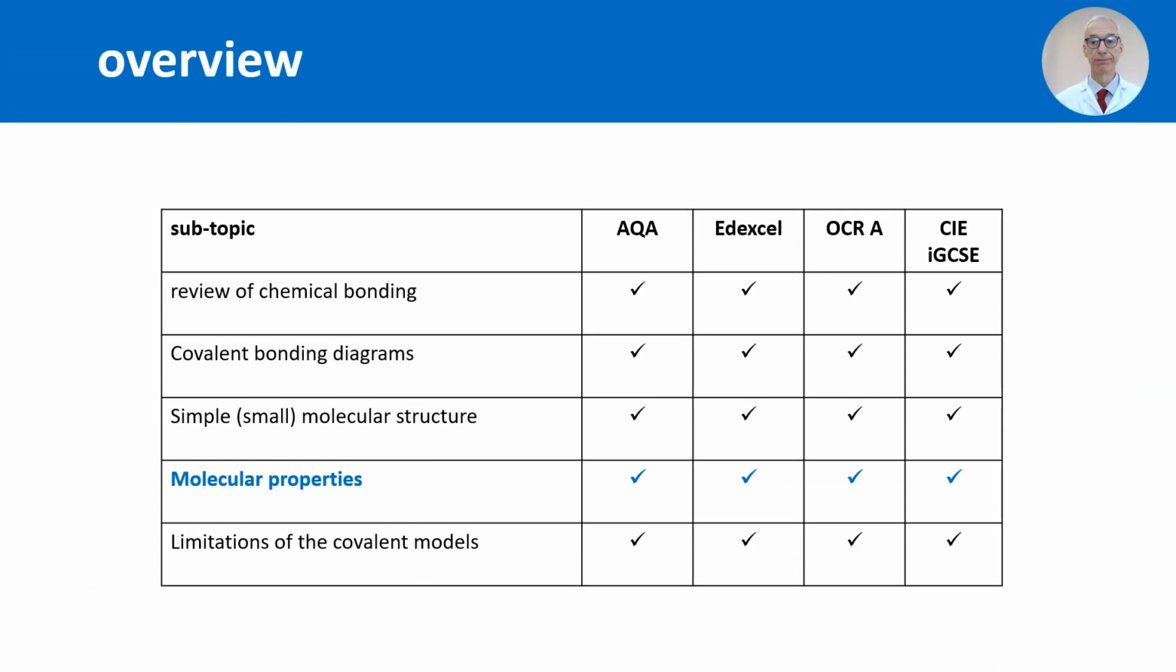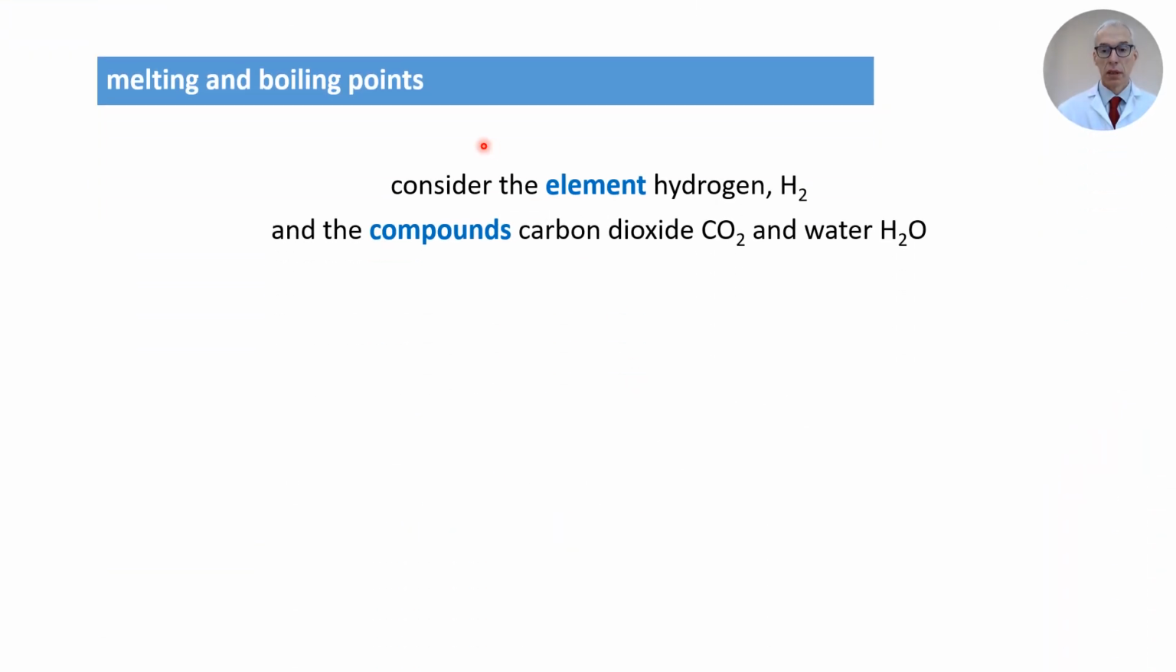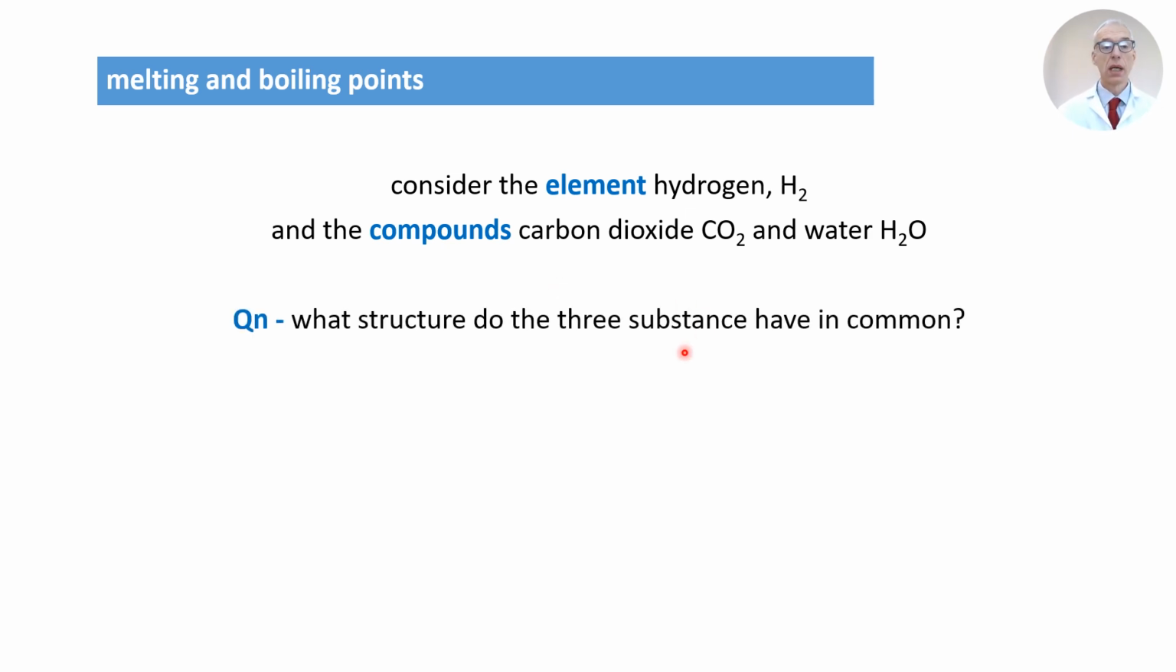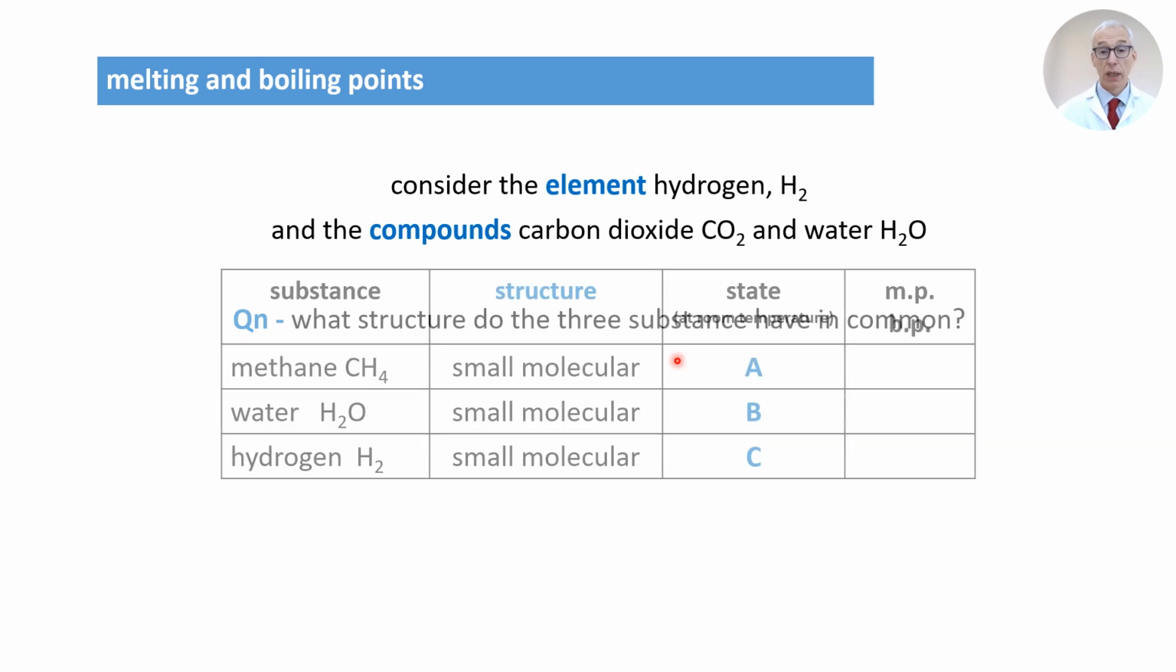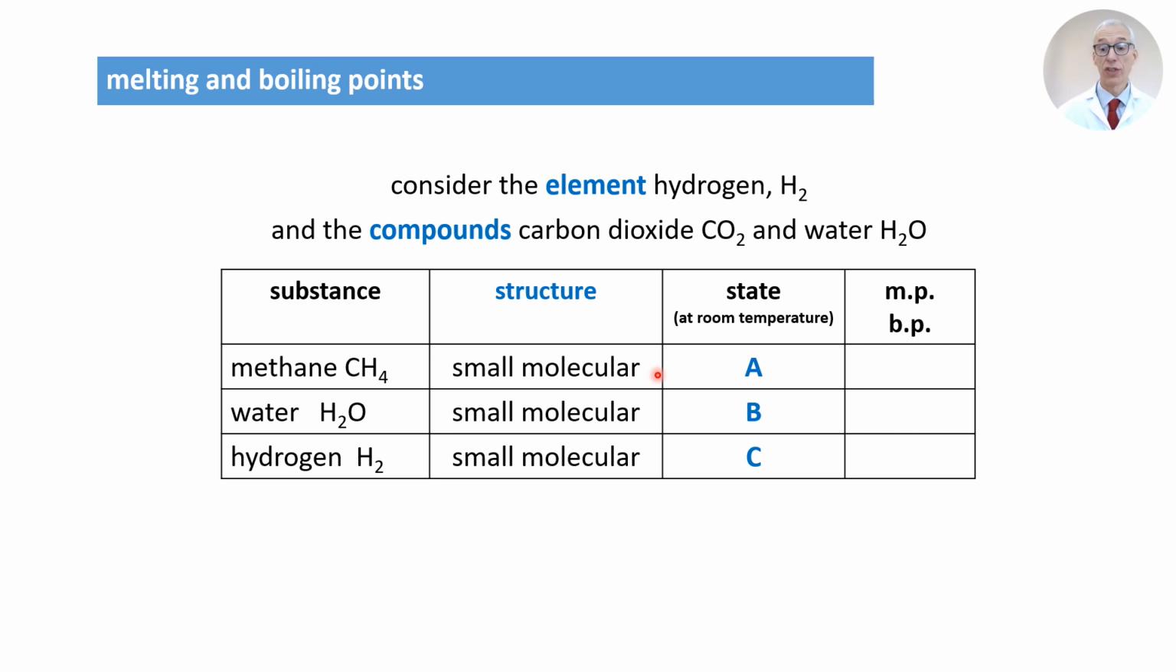Molecular properties. So the first property we'll look at is melting and boiling points. So consider the element hydrogen, H2, and the compounds carbon dioxide and water. What structure do these three substances have in common? Well, I'm hoping that you'll realize they are all simple or small molecular structures. What state do they have at room temperature? Pause and write down or think the state at room temperature.